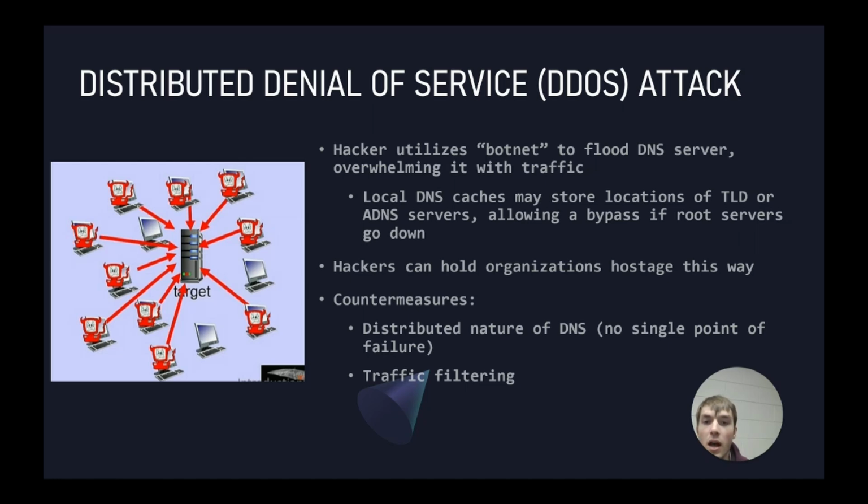And so a DDoS attack on a DNS root server has never been successfully executed, but even if it were to be, local DNS caches store the locations of top-level domain servers sometimes, or even authoritative DNS servers, meaning that were one component to be taken down, whether that's a top-level domain server or a root server, the client may still be able to get to the website they're searching for. But if a hacker were, for instance, to DDoS Amazon.com's ADNS server successfully, they could hold Amazon hostage and basically extort them from that point.